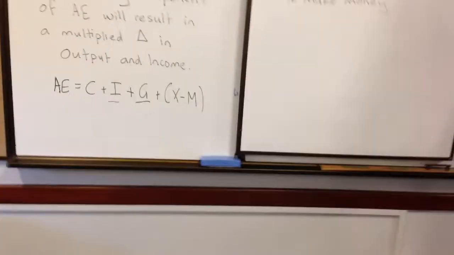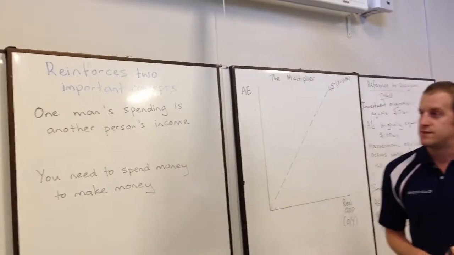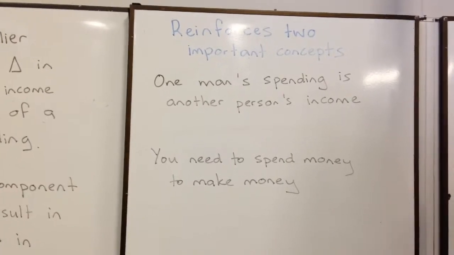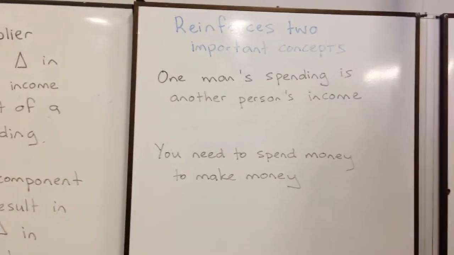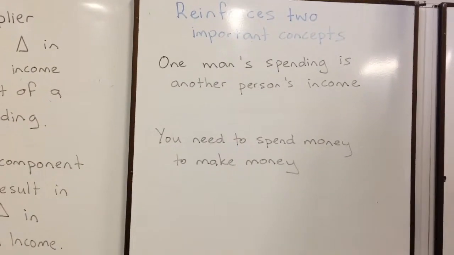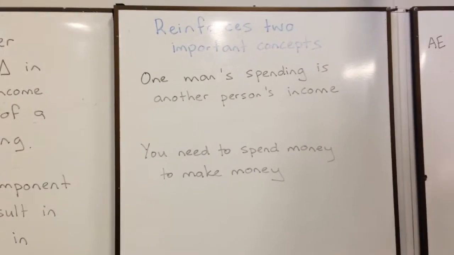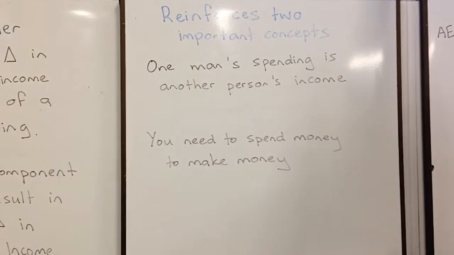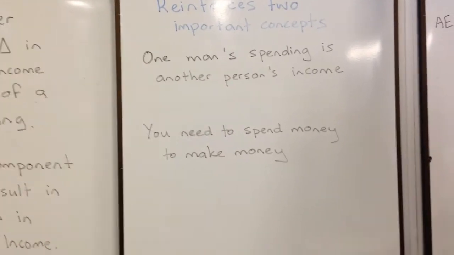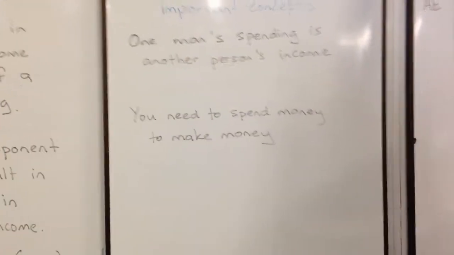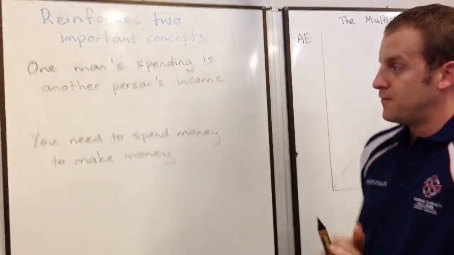Now, we know that investment is a key barometer of economic activity. A couple of reasons why it's really important: first of all, this concept, one man's spending is another person's income. So when a firm invests in new machinery or new equipment or a new building, this allows them to produce more output. This allows them to employ more people. Those people receive an income. They will spend money. That will generate income for other people in the economy.